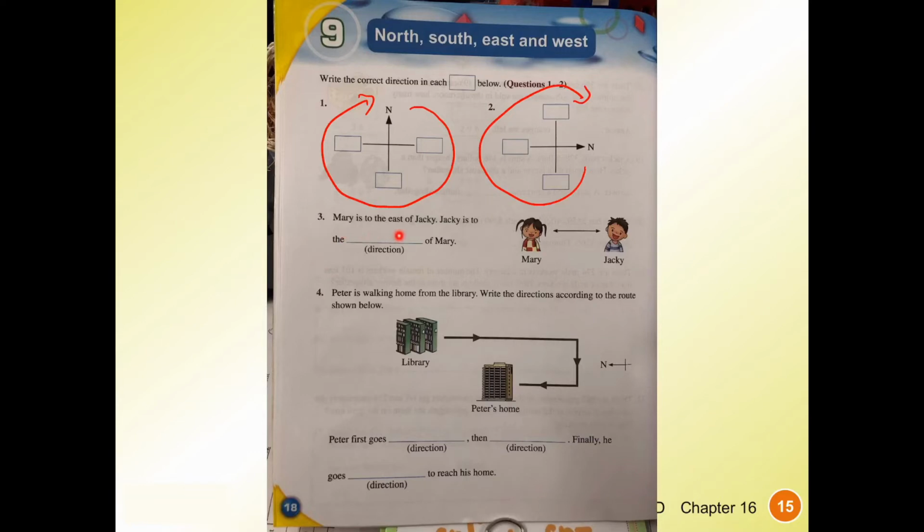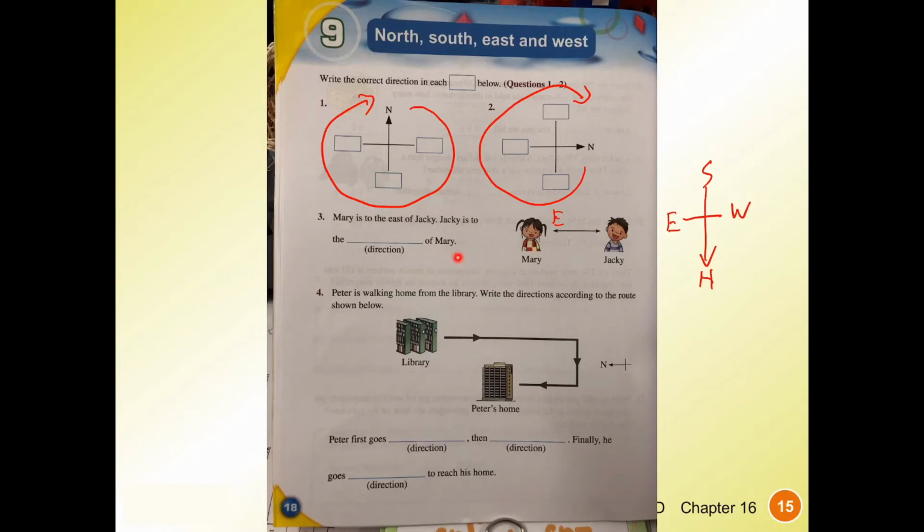Question number 3, Mary is to the east of Jackie. So Jackie will be our center. And if Mary is to the east, that means if we draw the symbol of the 4 main directions, it will be something like this. If Mary is to the east of Jackie, then the other way around, Jackie is to the blank of Mary.